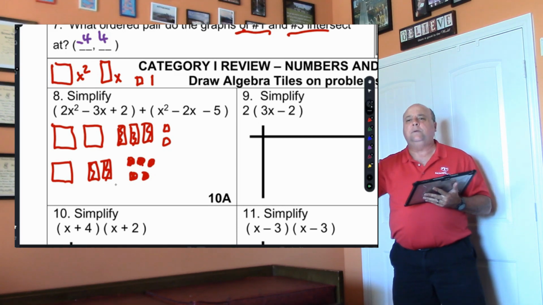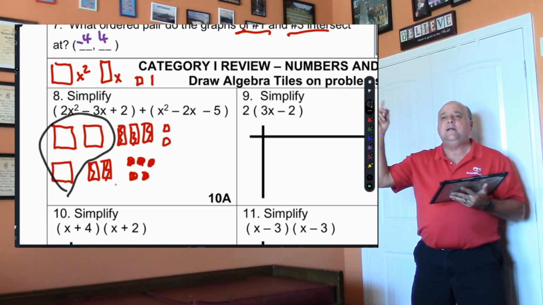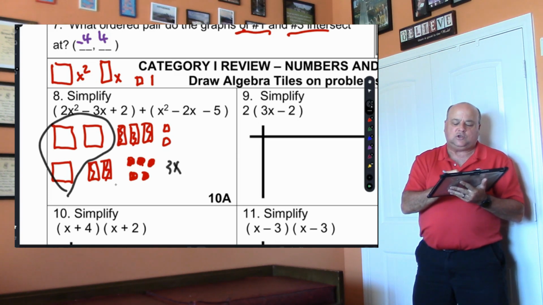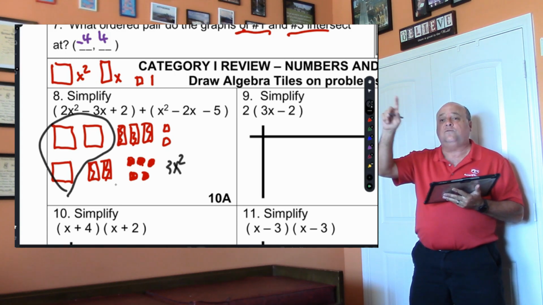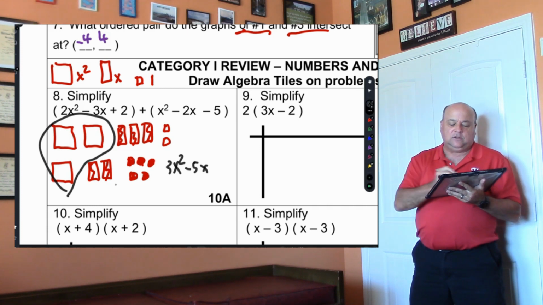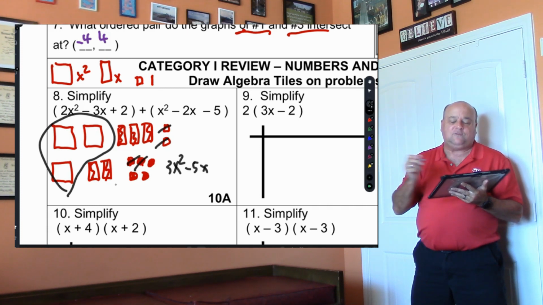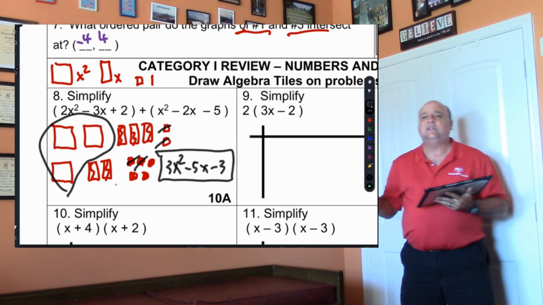Now then, we're going to group and cross out. So right here we have 3 big squares, don't we? That's going to turn into 3x squared. Then look at the rectangles. They're all shaded, aren't they? We have 5 shaded rectangles. -3 minus 2 is a -5x. And then look at the squares we need to cross out. We have 2 zero pairs. So we have -3 left. So 3x squared minus 5x minus 3 is that sum.